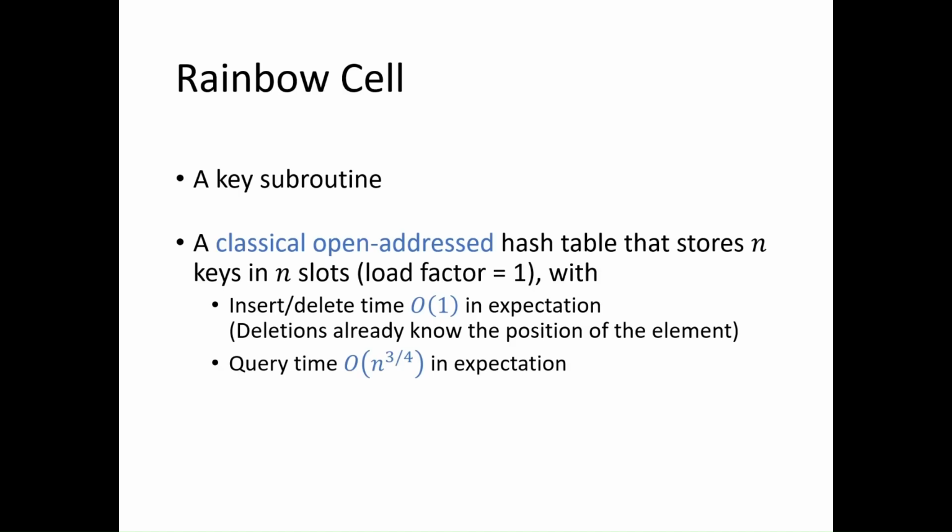So in the second part of the talk, let's introduce a little bit about the rainbow cell, which is a key subroutine of our final construction. A rainbow cell is a classical open address hash table that stores n keys within n slots, which means that the load factor equals 1. What's special about this hash table is that it optimizes the update time over the query time. For updates, it only takes constant expected time to complete, but for queries, it is much slower. It takes n to the 3/4 time in expectation.